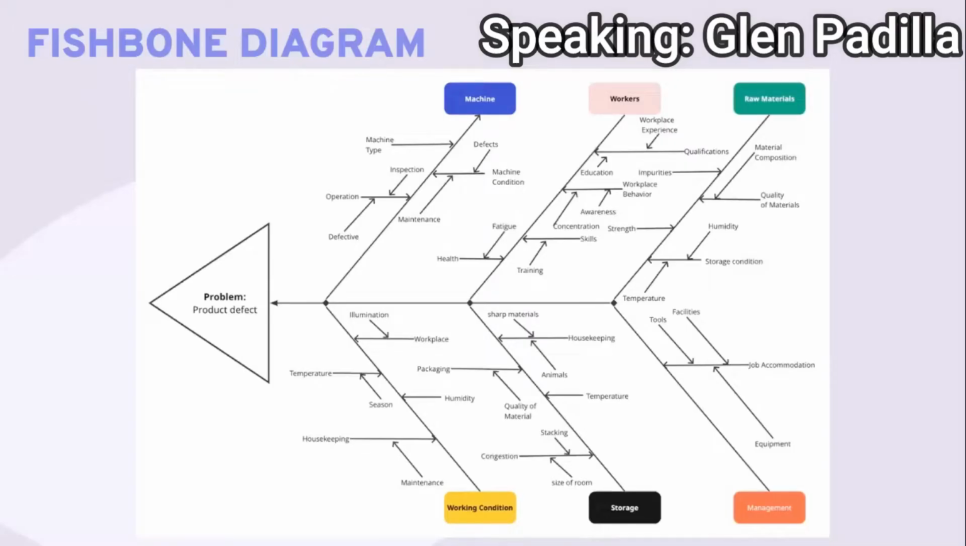As we can see in the fishbone diagram, our main problem is the product defect. So the possible causes of the product defect are divided into 6 parts: the problem with machines, workers, raw materials, working condition, storage, and management. Under the machine, the main problems are compatibility of the machine to the product produced, or machine type, machine condition, and operation. For the machine condition, it can affect the product since it is the main tool in manufacturing.